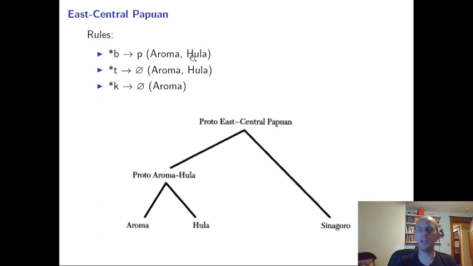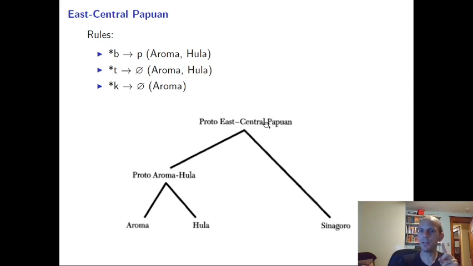B goes to P in Aroma and Hula. Think about our phonology rules and wanting to make them as easy as possible. So we could say that this rule happens twice: when it goes from the proto-language to Aroma, B goes to P, and when it goes from the proto-language to Hula, B goes to P, right? But it's a simpler solution for us if instead we say that this change, B to P, only happened once. And it happened sort of right here in this branch, right?